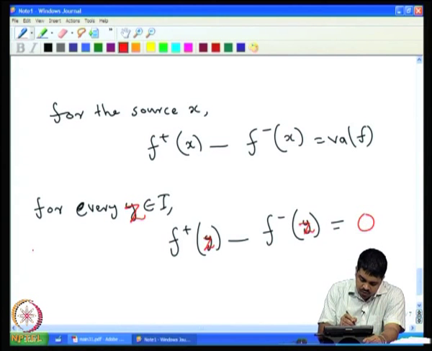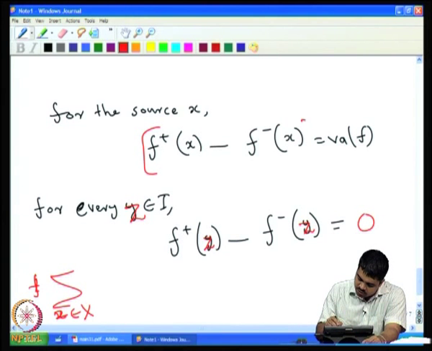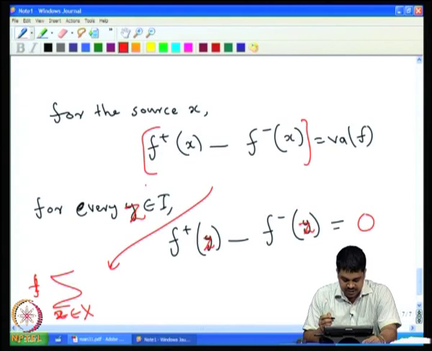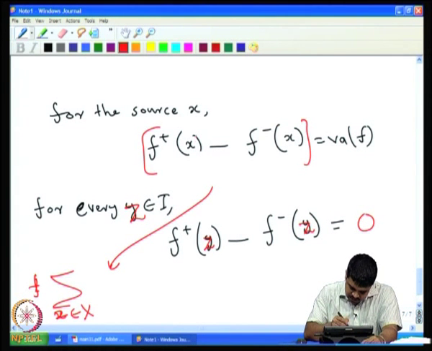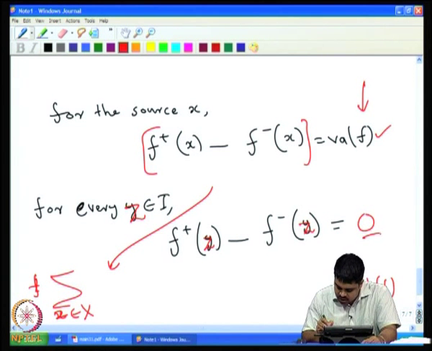So, when you sum up all these equations over all z element of x, what will happen? These equations are summed for all the vertices in the given collection x. So, the right hand side will sum up to definitely value of f, because only one of them here is non-zero, all others are zeros.